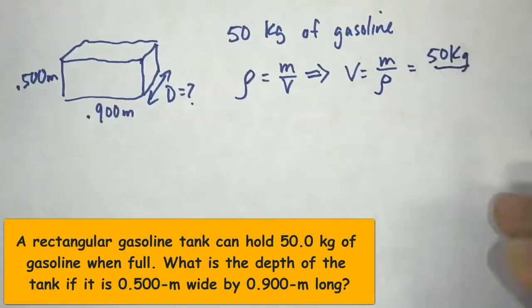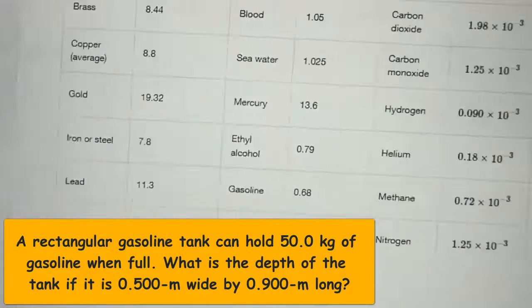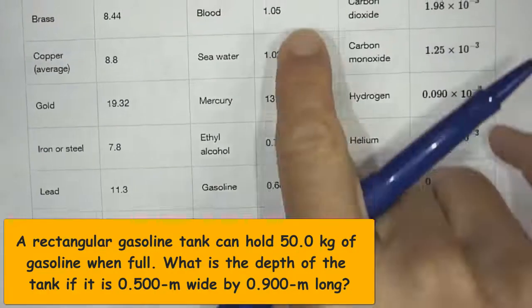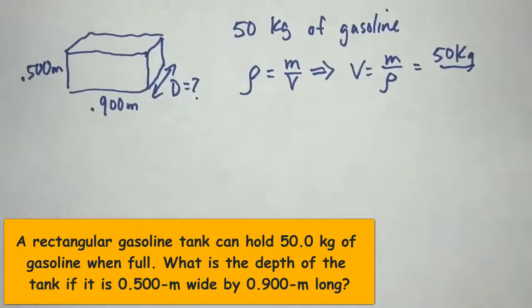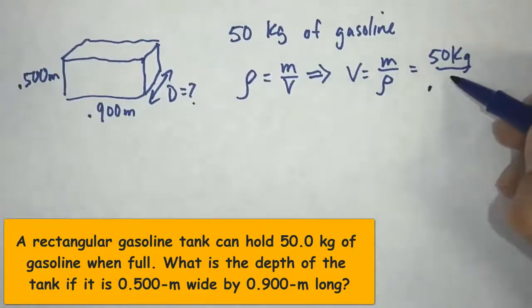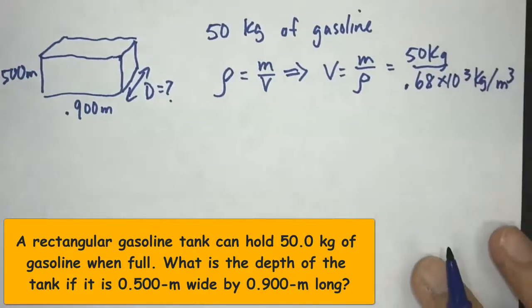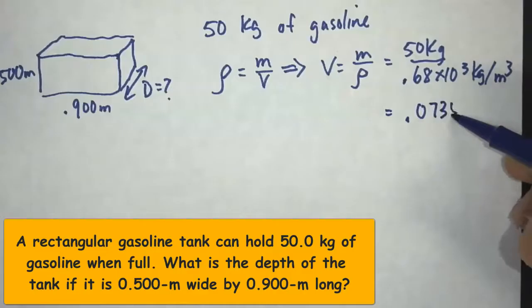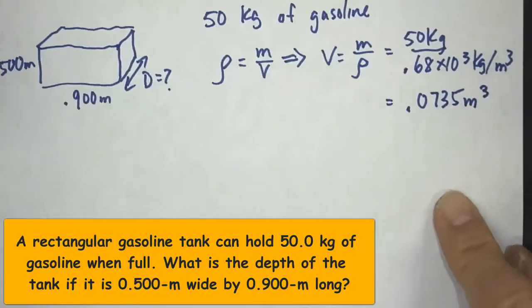Okay, now the density, how do we do that? We're going to have to go to our chart, and we see that the gasoline is 0.68 times 10 to the third kilograms per meters cubed. So going to our chart, we can get that information. So we have 0.68 times 10 to the third kilograms per meters cubed. Okay, so from there we get 0.0735 meters cubed. So that is the volume of the tank, but that's not what we're looking for.